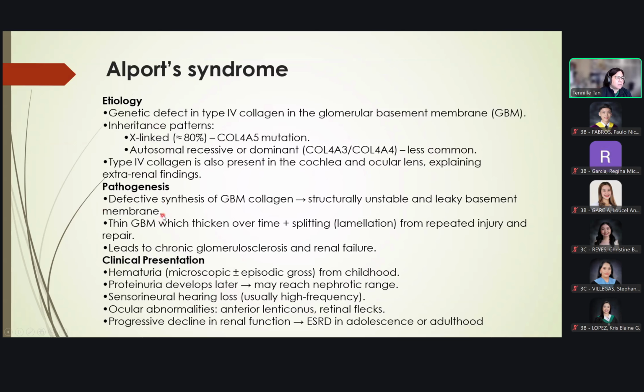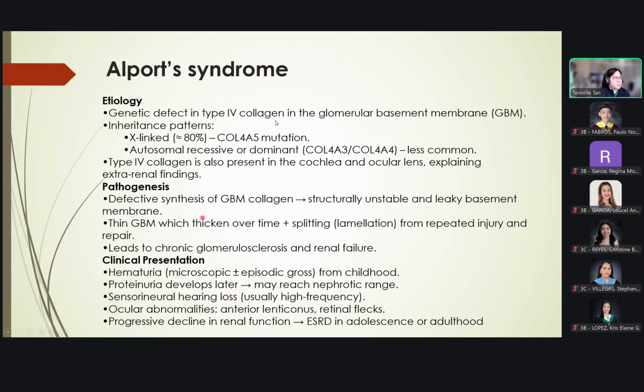Type 4 collagen is also present in the cochlea and ocular lens, explaining the extrarenal findings. So the pathogenesis is defective synthesis of your GBM collagen, leading to a structurally unstable and leaky basement membrane. Your thin GBM will thicken over time and eventually will split, causing what we call lamellation from repeated injury and repair. And this leads to chronic glomerulosclerosis and renal failure.